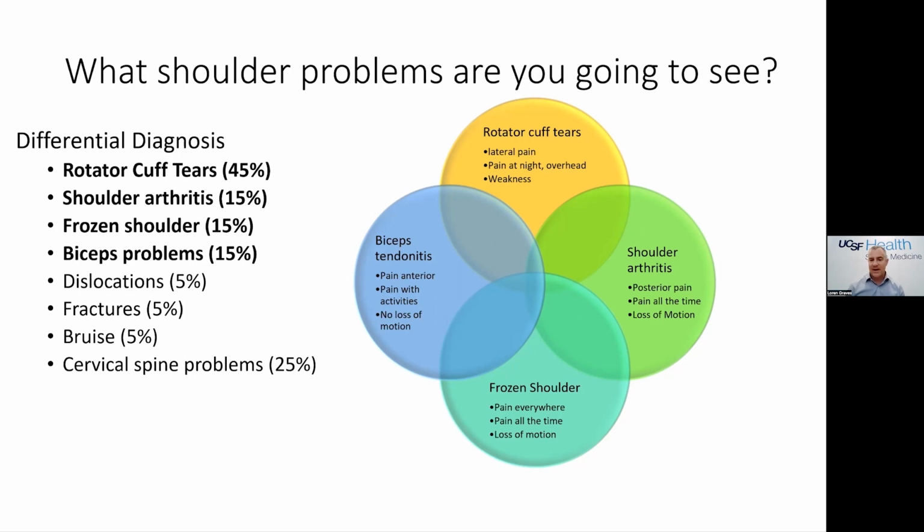And biceps tendonitis, which is extremely common, especially in your 30 to 50-year-old population that is a little bit more active. There's pain anteriorly, there's pain with activities, there's no loss of motion. The pain really can be focused on one particular spot.